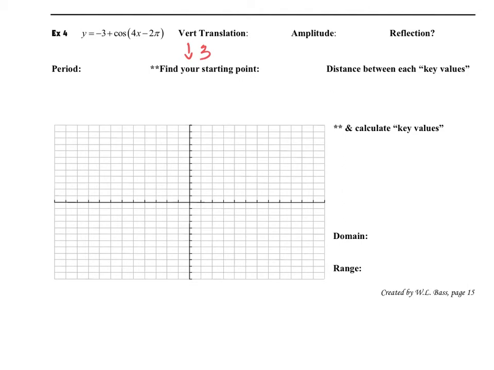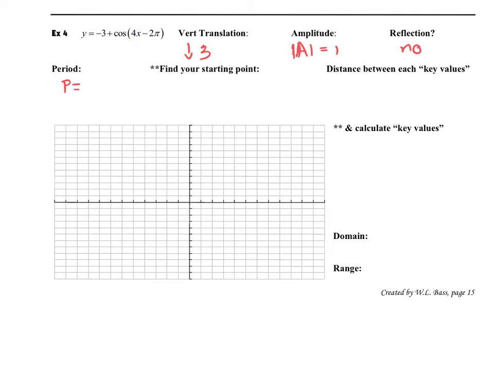The amplitude, when I look at this coefficient on the cosine, is still a 1. So my amplitude here is still just going to be a 1. There's going to be no change there. It's the absolute value of that a, so it's going to be a 1. Remember, reflections are found by the sign of that value in front of the cosine, so there's no reflection on this one. Our period might change, and we're going to read that by looking at this coefficient.